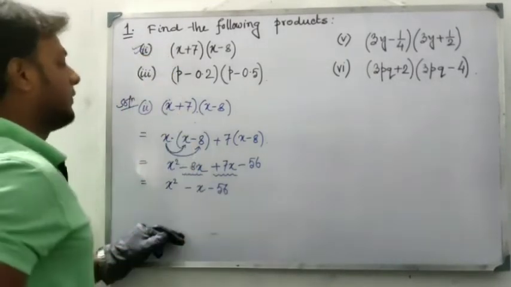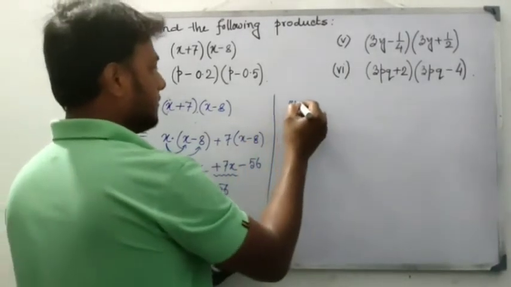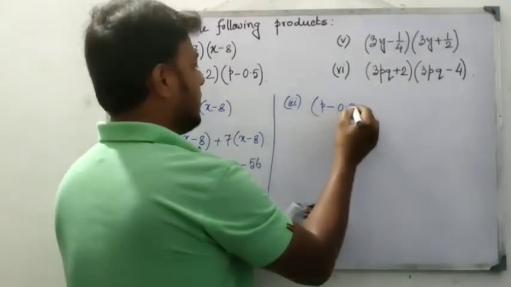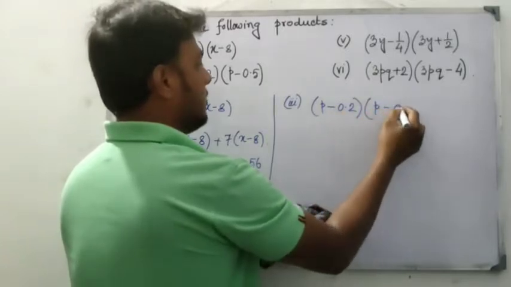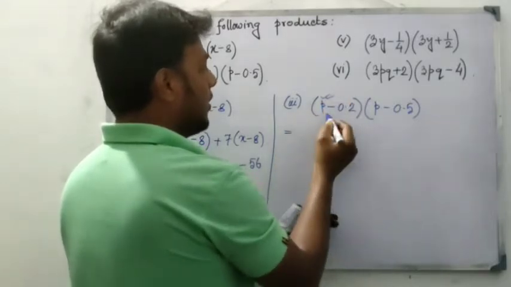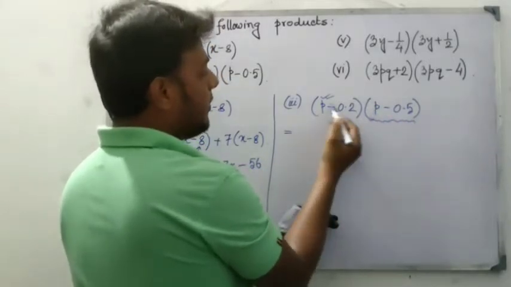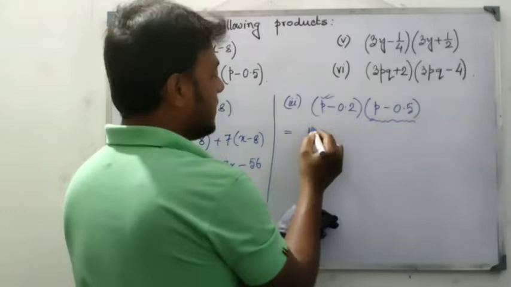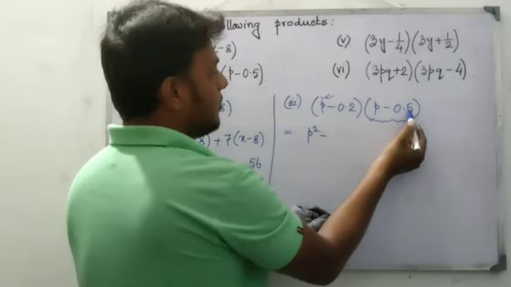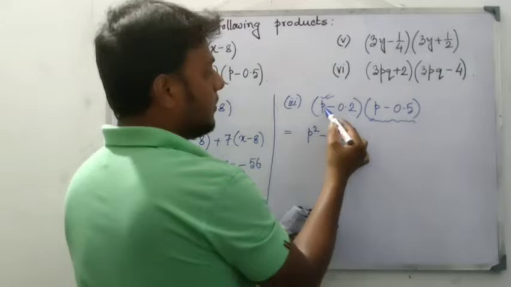Next, the third one. Again the third one is the same kind of problem: P minus 0.2 into P minus 0.5. Now we will solve directly. We will consider this P and multiply with the second factor. Then P into P means P square, and minus is there. P into 0.5 means 0.5P. This completes the first term.